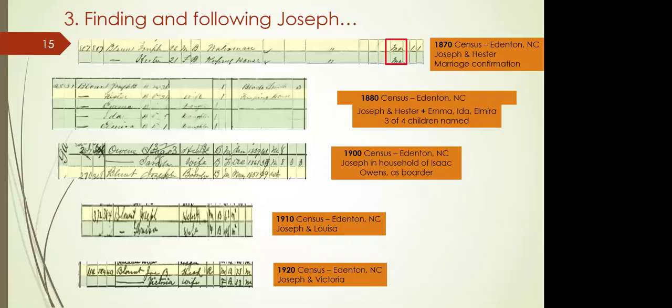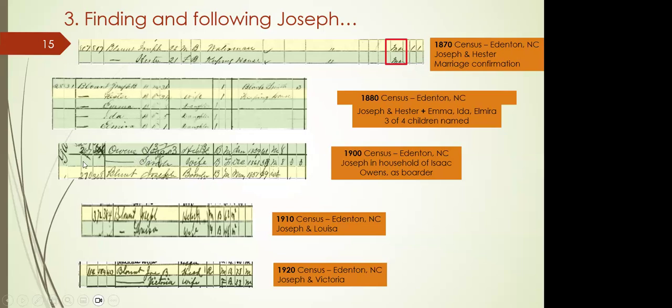So the next thing that I started doing is tracking Joseph down in the census. We've already seen him in the 1870 census. In 1880, he's still in Edenton. There he is with his wife, Hester. And now they have 3 children in the home: Emma, who's named after his mother, Ida, and Elmira. We see him in 1900 living in the home of someone named Isaac Owens.